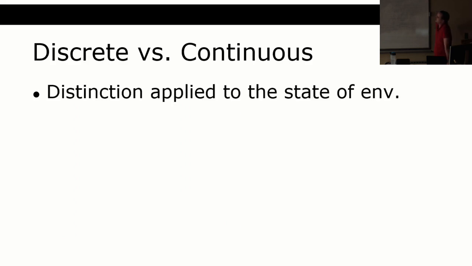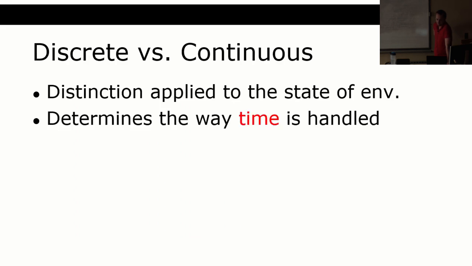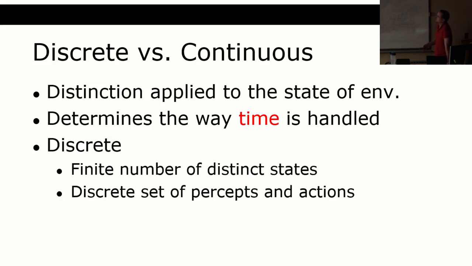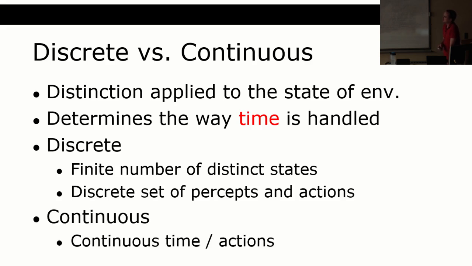The next property is discrete versus continuous. The distinction is applied to the state of the environment, and it basically determines the way that time and sometimes distance is handled in the environment. In a discrete environment, there are a finite number of distinct states, and there are a discrete set of percepts and actions. In a continuous environment, there is a continuous time and continuous action space, right? So in the real world, I can decide at an arbitrary angle where to move, but in a video game or on a board game, maybe I can only move up, down, left, or right.